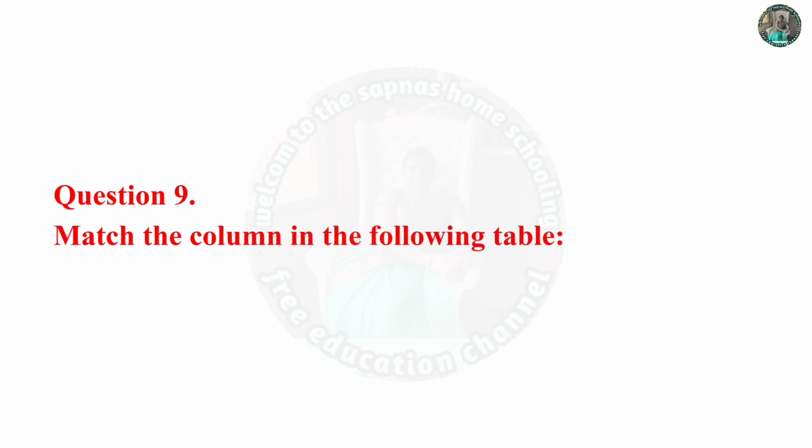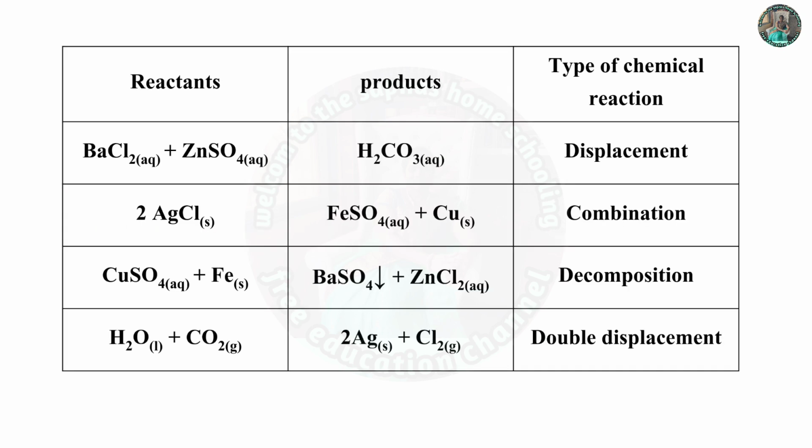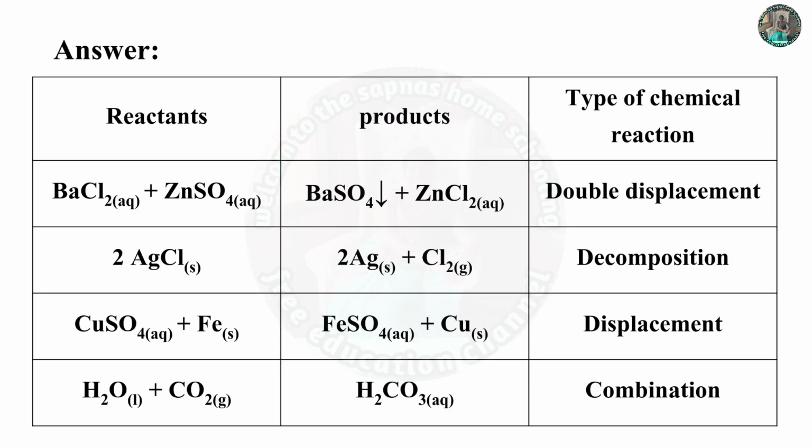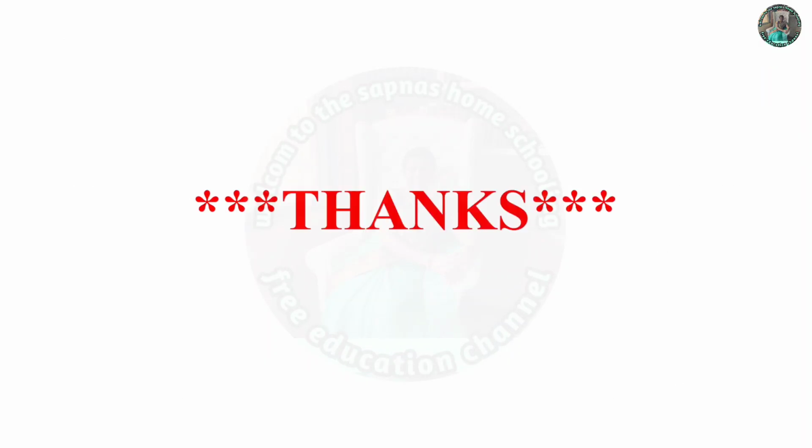Question 9. Match the column in the following table. Reactant, product and type of chemical reaction. Answer. Reactants BaCl2 plus ZnSO4, products BaSO4 plus ZnCl2. It's double displacement. Second is decomposition. Third is displacement. And fourth is combination.